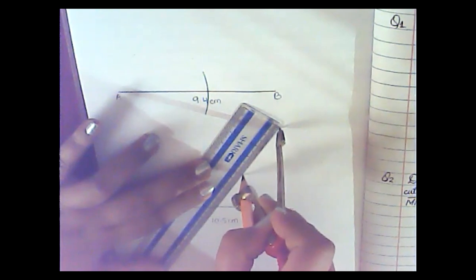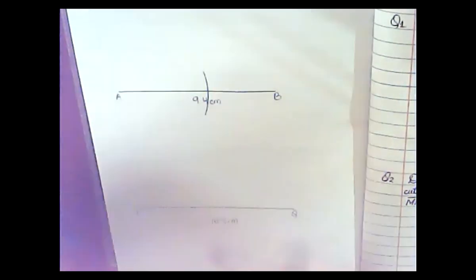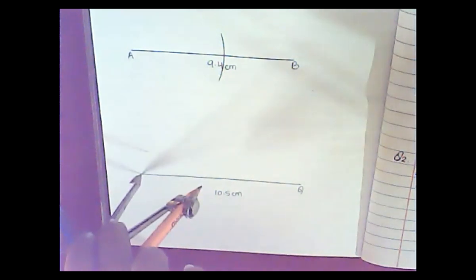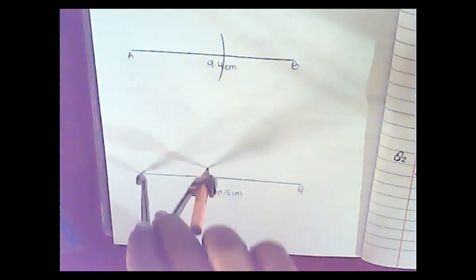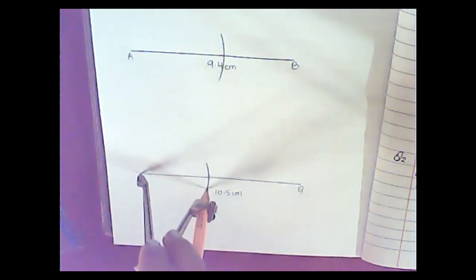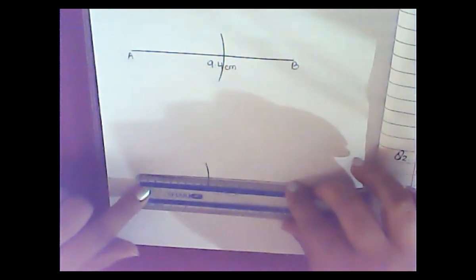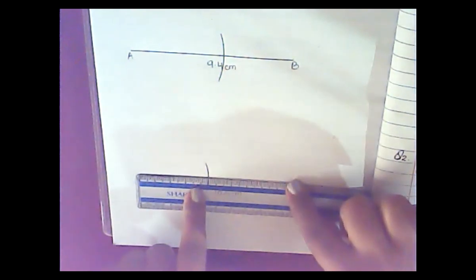Then open the compass to approximately 4.5 centimeter. So this is 4.5 centimeter, the distance between these two points. Now I have to put it on point P. This is my point P. I'm going to put it on point P and make a small arc just like this. That's it. After that I'm going to measure it again with the help of a scale to check whether it is right or not. So yes, this is completely equal to 4.5 centimeter.